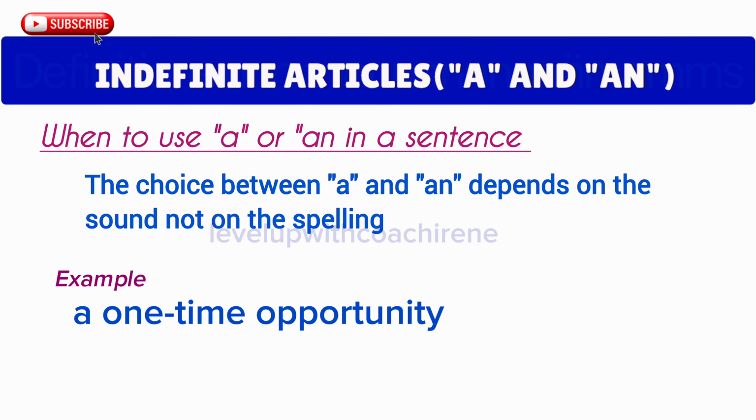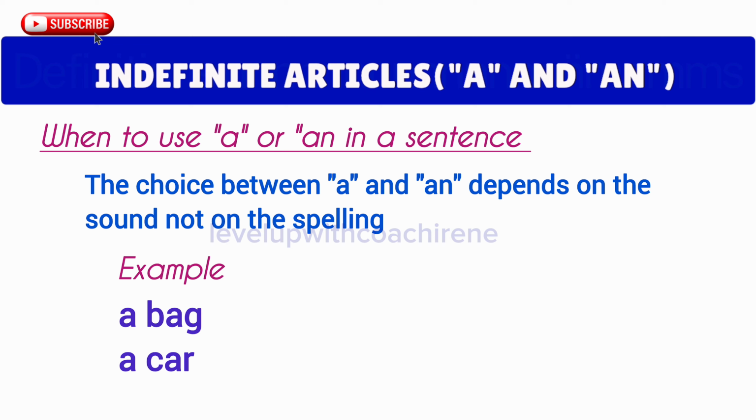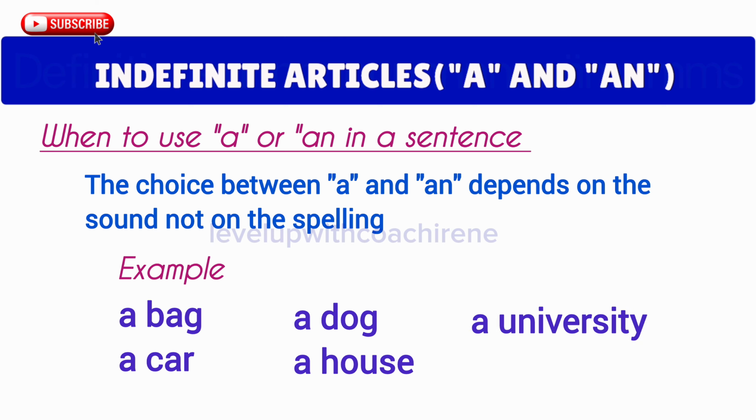Take note of the sound that begins the word following the article. A is used before words that begin with a consonant sound, not letter. By that I mean, saying boo is a sound. However, saying B is the alphabetical letter. For example, a bag, a car, a dog, a house, a university.